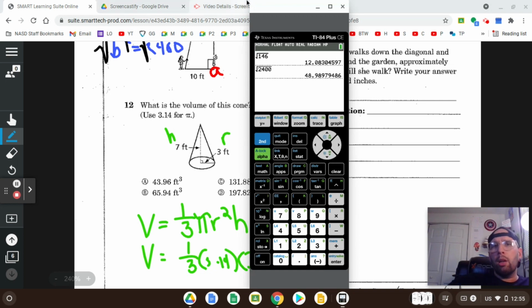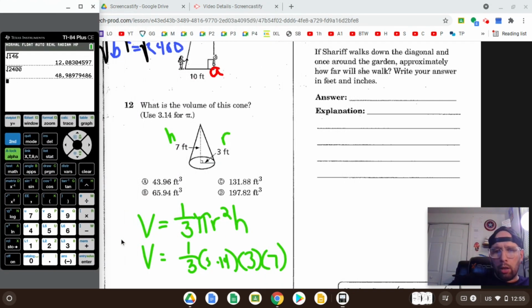Calculator time. It's calculator time. 1 divided by 3 in parentheses gives me the fraction. Times 3.1415926 times, oh, I forgot something. 3 squared. Whoo! That was a close one. 3 squared times 7. 65.94.